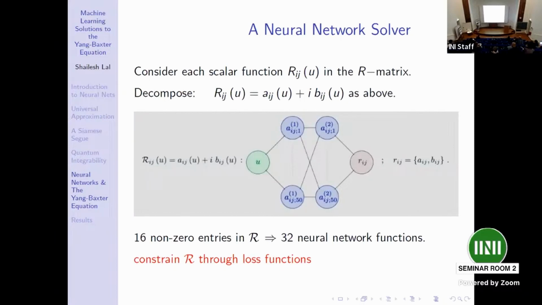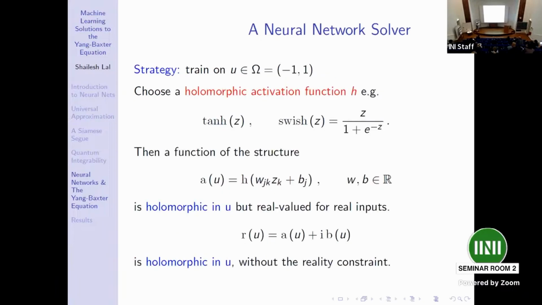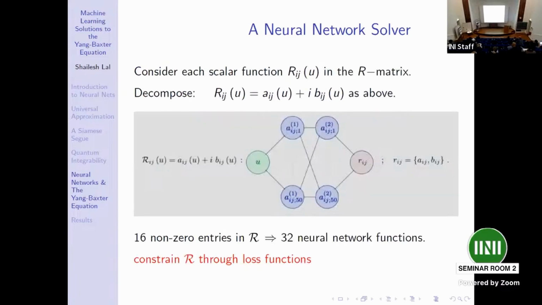The only thing is that instead of having one such function, which is what you typically imagine a neural network would be, here you might have, say, 32 such functions.